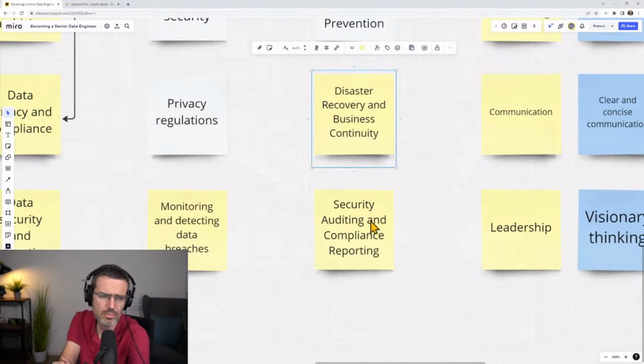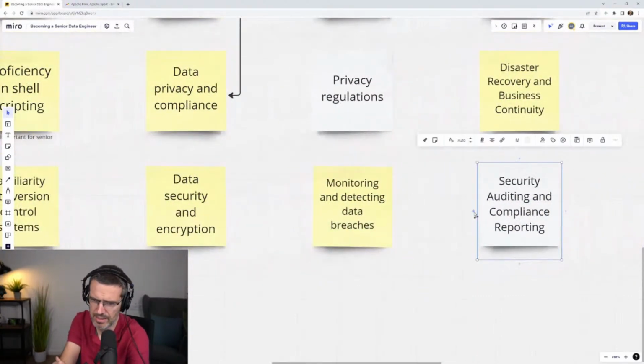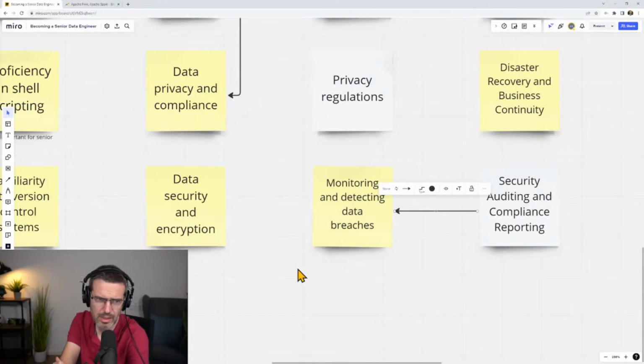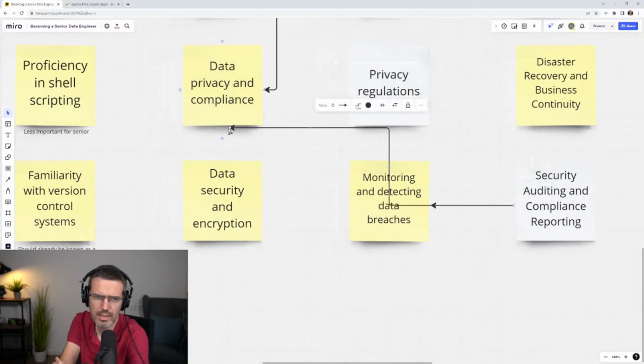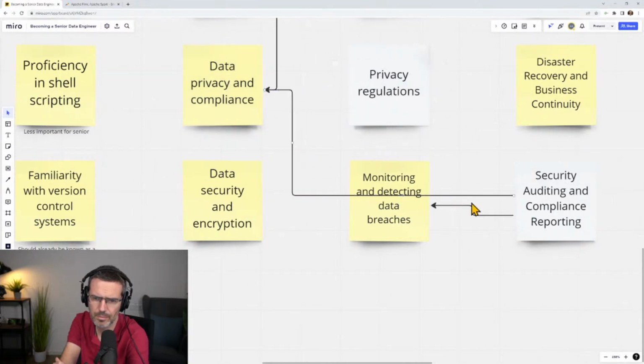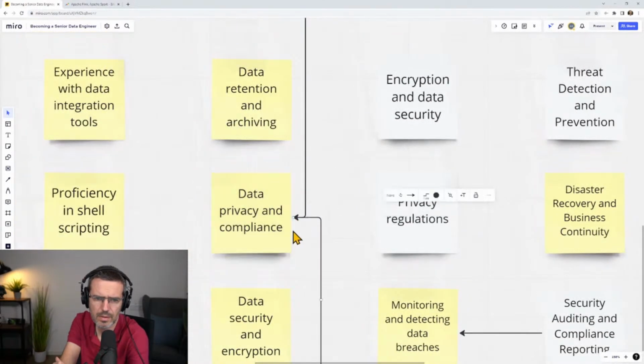Security auditing and compliance reporting, we already were talking about this before. Should be able to design, implement security auditing and compliance reporting mechanisms that ensure security controls are effective and compliance requirements are met. We had that before. So let's mark this green because that is actually connected to this, and that is connected to, I think, to this. So let's keep this like this.